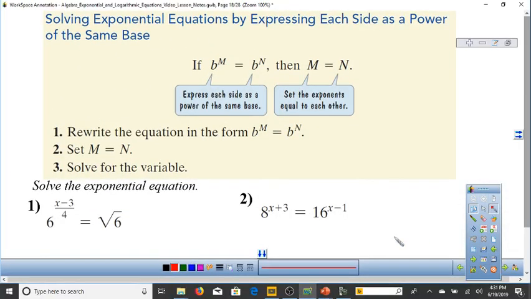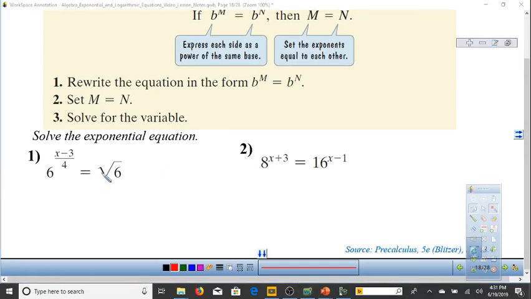First rule is just like the rule we just used, the one-to-one property. If you have two numbers with the same base, a positive number other than 1, and the results are equal, then the inputs must be the same. So if the expressions are equal with the same base, then the exponents must be the same. It's the one-to-one property. So as long as we can get two exponential equations to have the same base, we're good to go. For example, in this case, we can write this as 6 to the x minus 3 over 4, but the square root of 6 is just 6 to the 1/2. Since the bases are the same here, that means x minus 3 over 4 is equal to half. And then I can just solve.